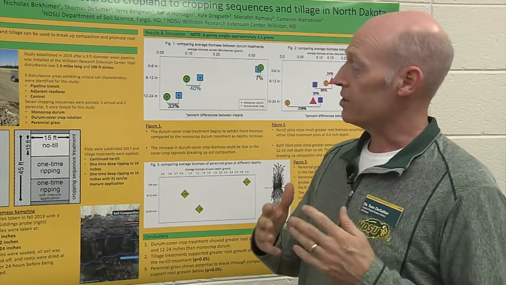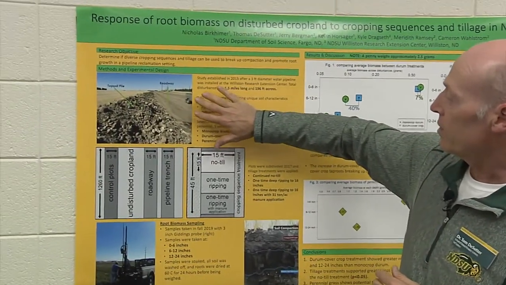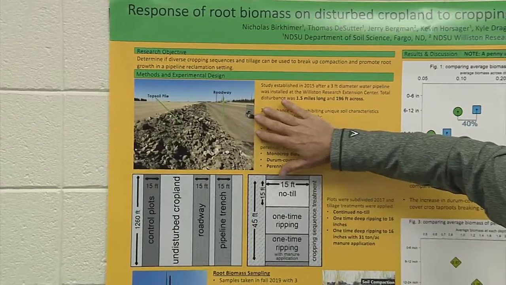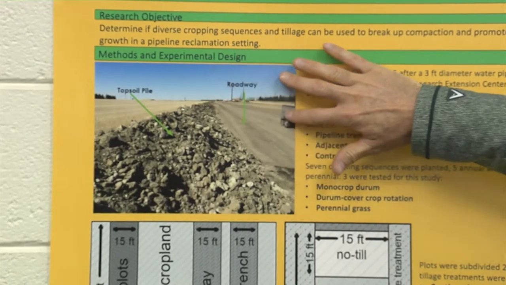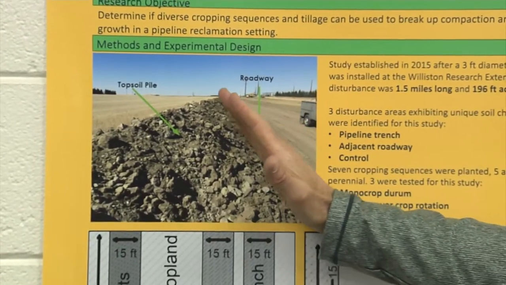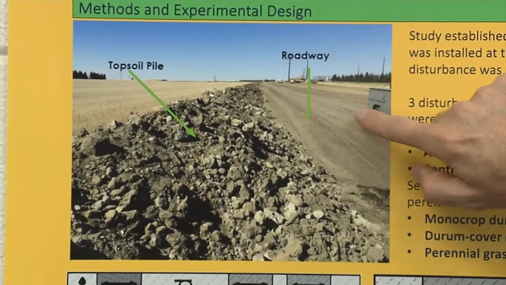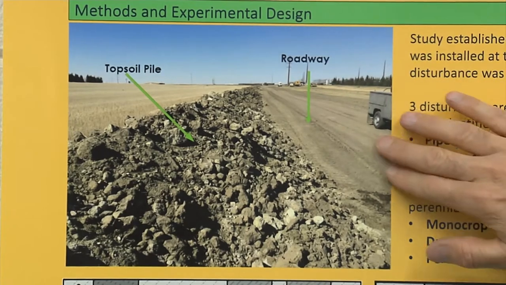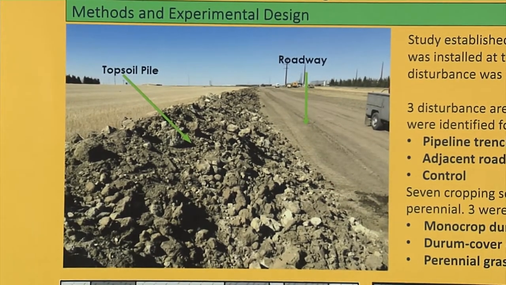So in most cases, if we look at this picture, what we have is a typical pipeline where the pipeline would be installed over here. Before that happens though, they strip back all the topsoil into one pile. And what they end up doing then, when they're installing the pipeline, is they use this other area as a roadway and a staging area for the pipeline.